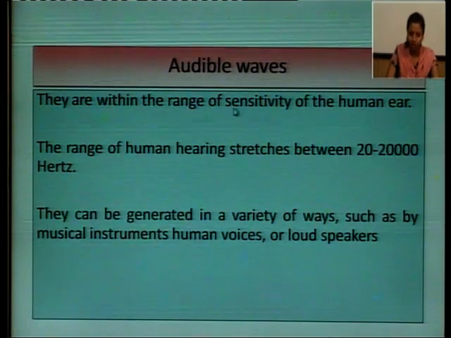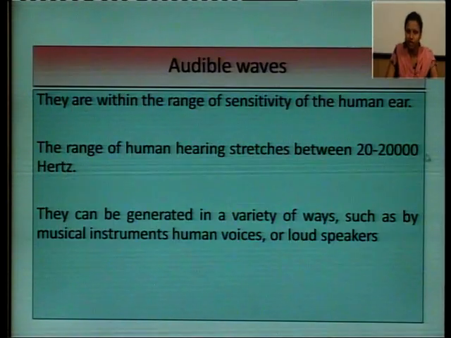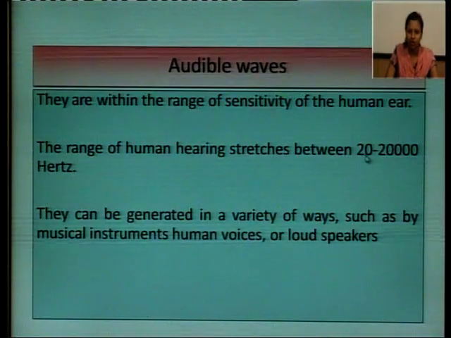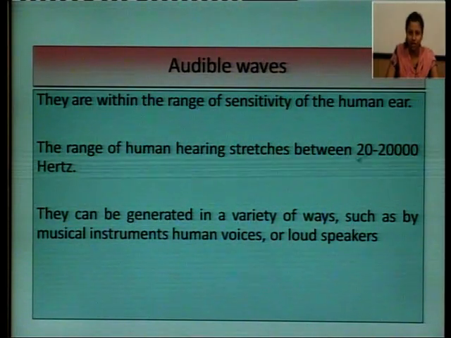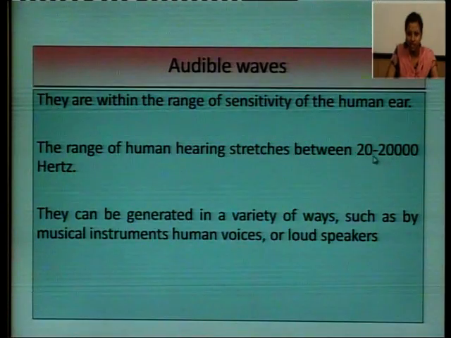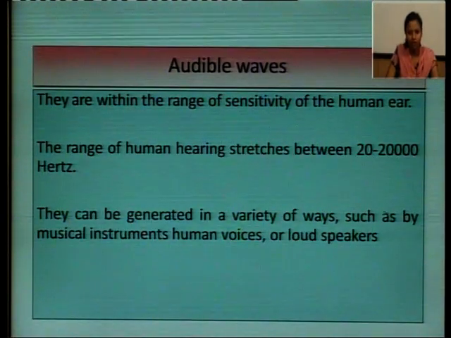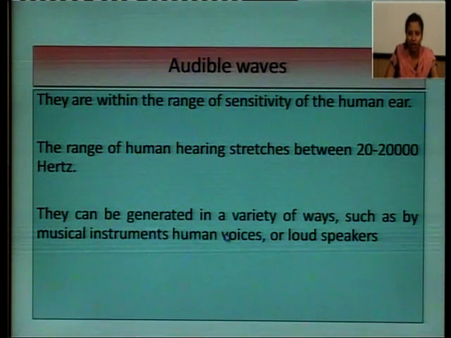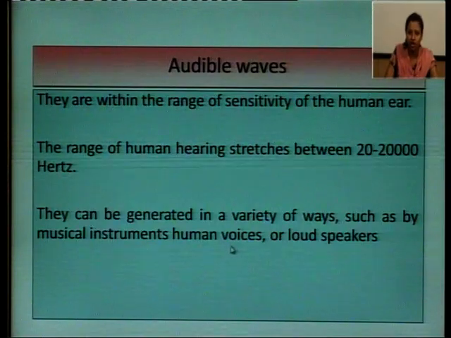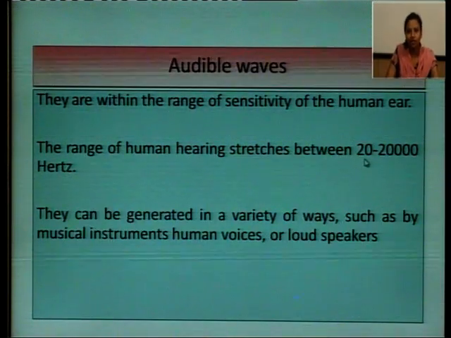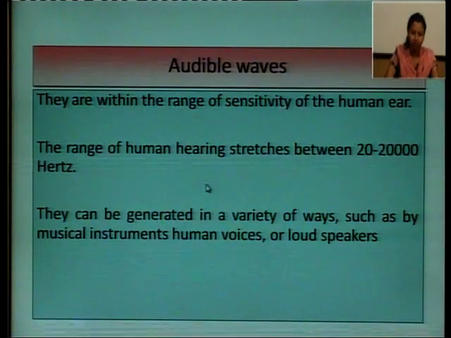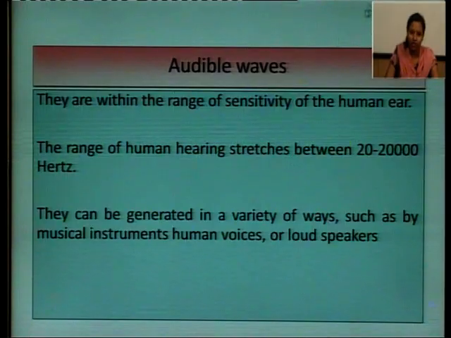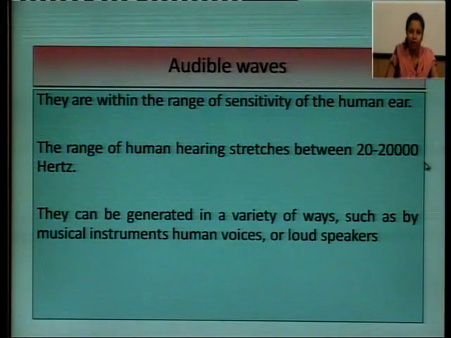So, the first type is audible waves. Its frequency is within 20 to 20,000 Hz. If the sound wave frequency lies within this range, we can easily hear this type of sound. Like we are producing, I am also producing a voice which is within 20 and 20,000 Hz. So, these types of waves are called audible waves. Next type is below 20 and above 20,000.